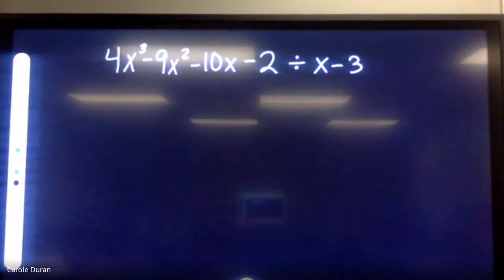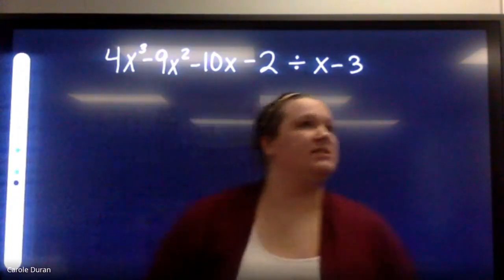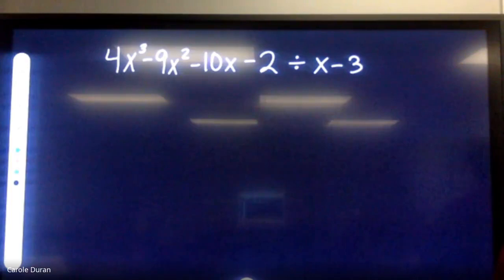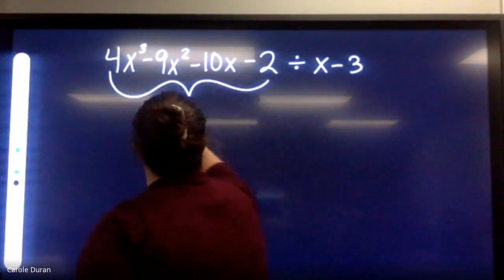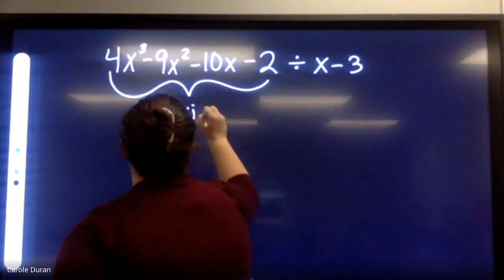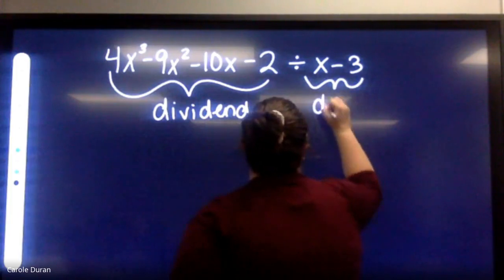Okay, so I have the polynomial 4x cubed minus 9x squared minus 10x minus 2, all divided by x minus 3. Just like before, this is my dividend. This is my divisor.